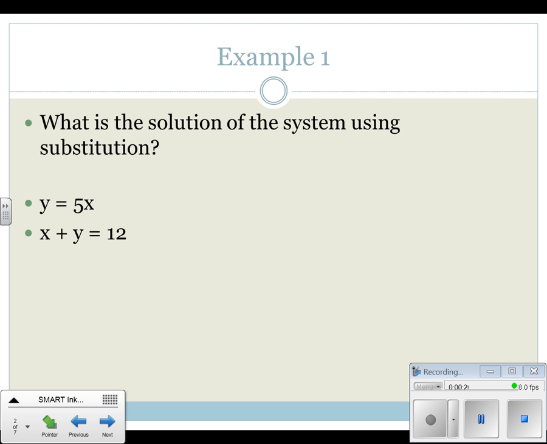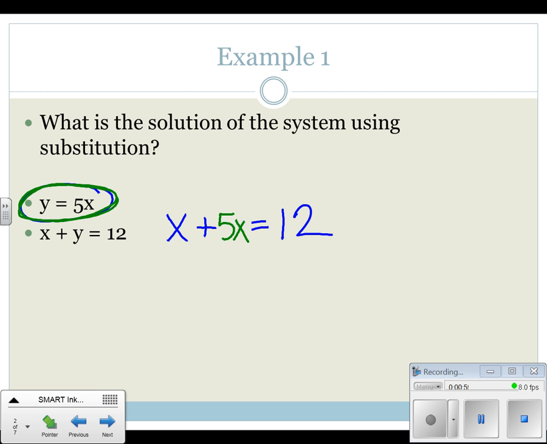This is a system because we have two linear functions or linear equations. With substitution, it's always nice when you have one of the equations already solved for a variable. So in this case, I know that y is 5x. So what I'm going to do is take x plus y equals 12, which is the second linear equation here, and take out y. Now, I know what y is in terms of x. y is 5x because it says so right here.